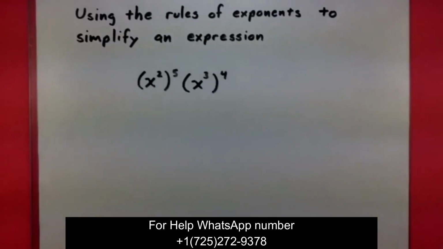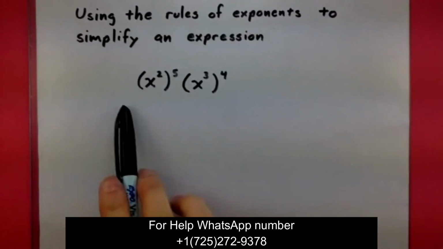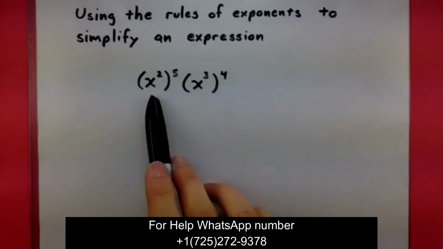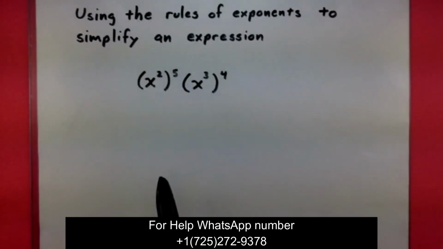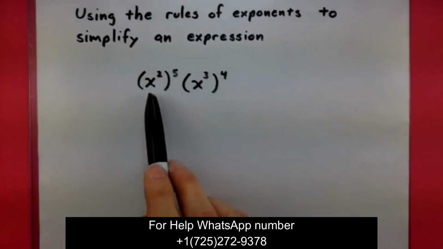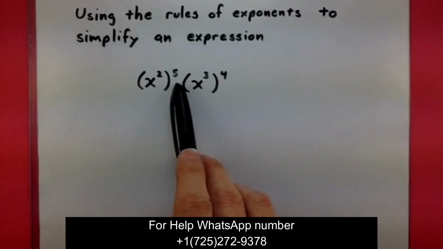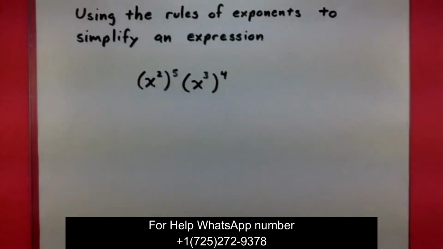How the rules of exponents can help you simplify an expression. Alright, so I want to simplify this expression right here. I have x squared raised to the 5th power and x cubed raised to the 4th power. And the first rule I'm going to use to help me out is known as the power rule. You can use this rule when you have an exponential expression and it is in turn raised to an exponent itself. Okay? And here's how that rule works.